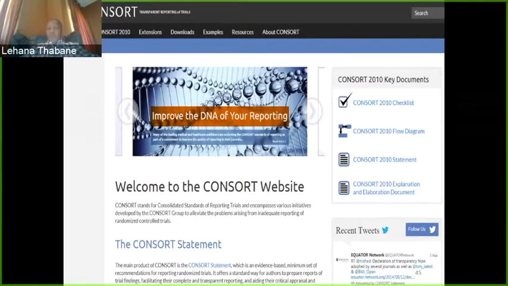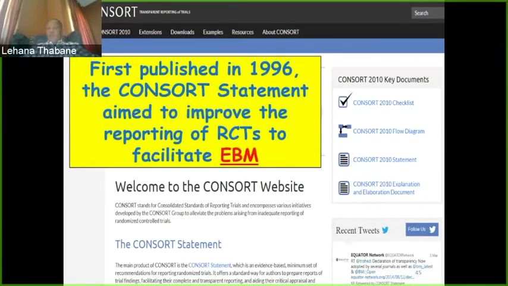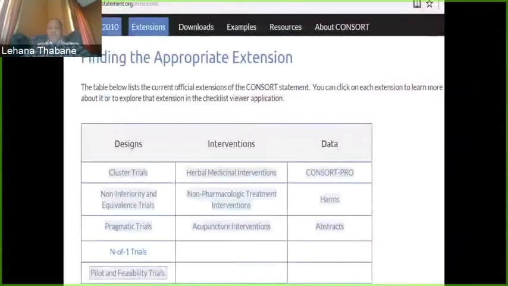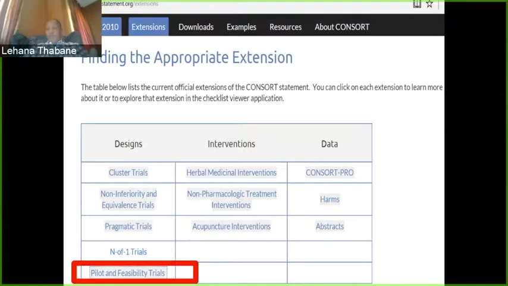So the CONSORT statement was born in 1996, and the goal was very simple: to make it easier for people to synthesize evidence from randomized controlled trials to facilitate evidence-based medicine. And since then, CONSORT has been extended to various aspects. It has been extended to different types of designs, different types of interventions, and different types of data. We decided on starting with this, extending it to pilot and feasibility trials.